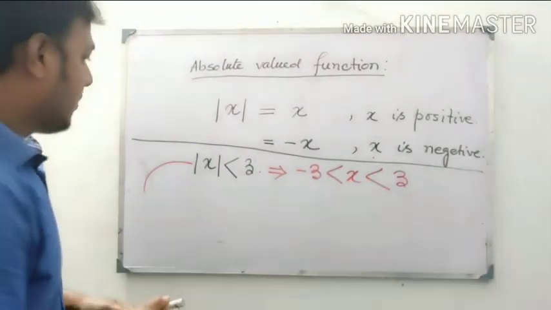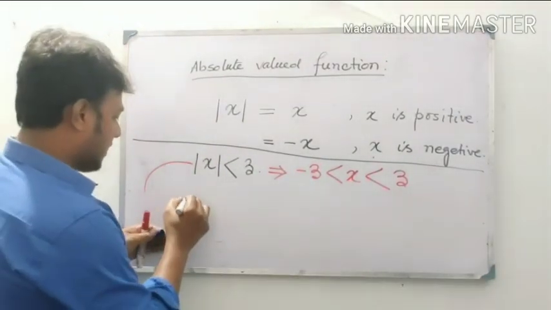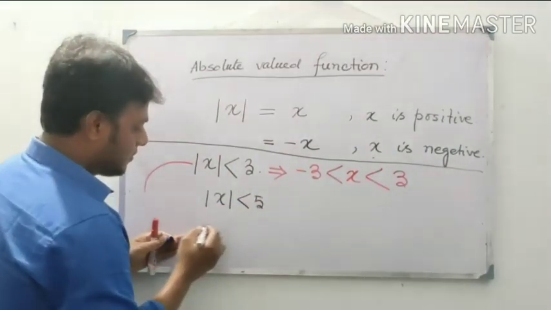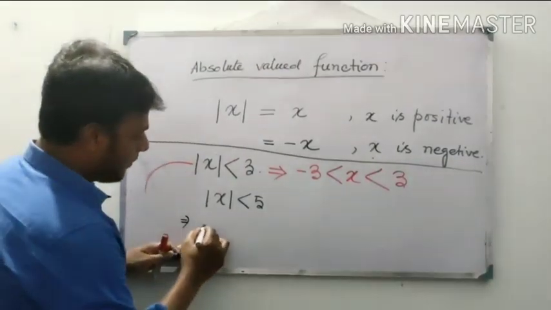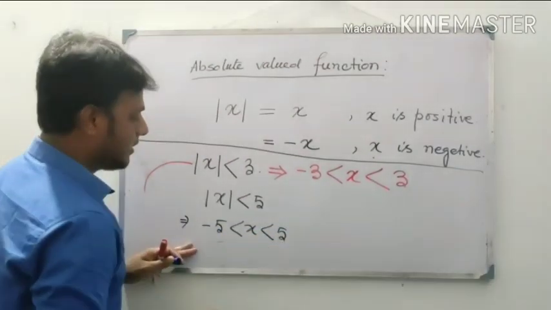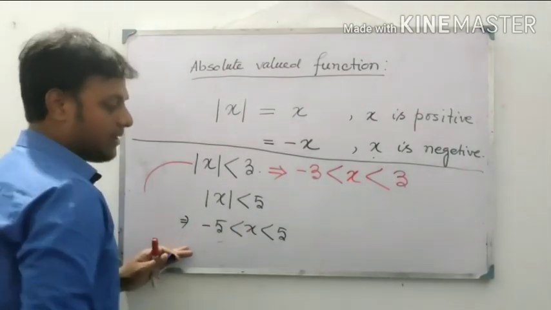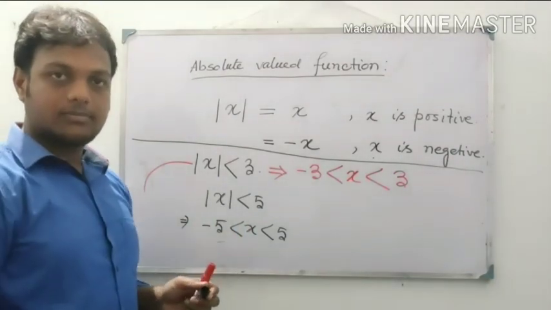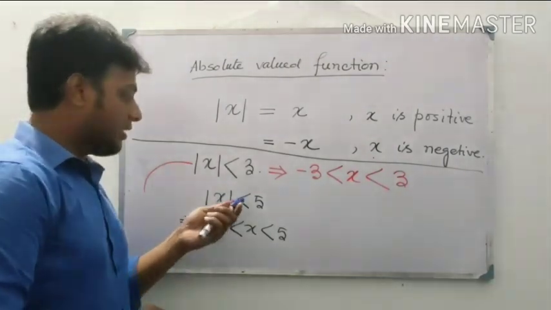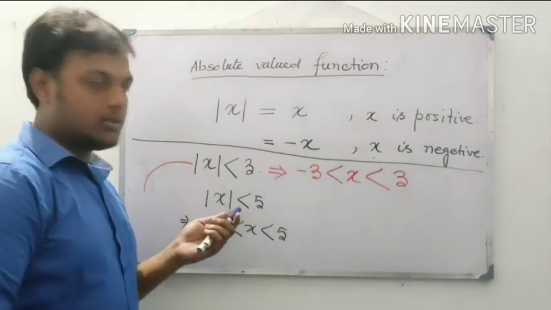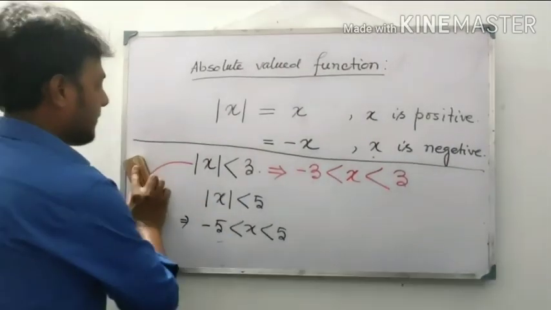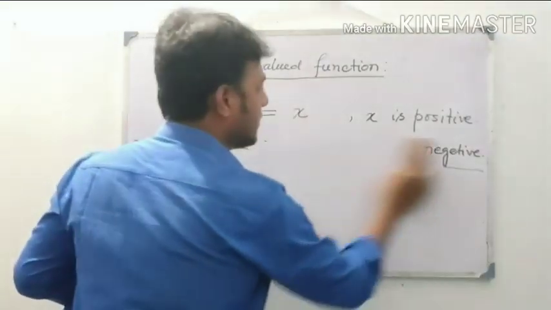I am considering one more example. Suppose at any position mod of x less than 5 is given. So it will be nothing but minus 5 less than x less than 5. So x lies between minus 5 and 5. Understood? Now I have to solve linear inequations by using this concept. This is a very important part, so write it in the theory part.